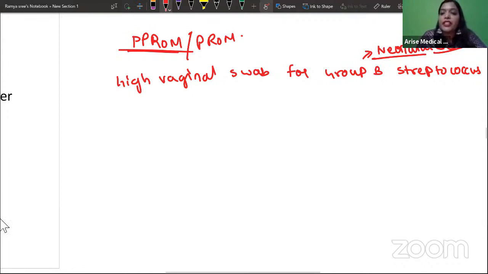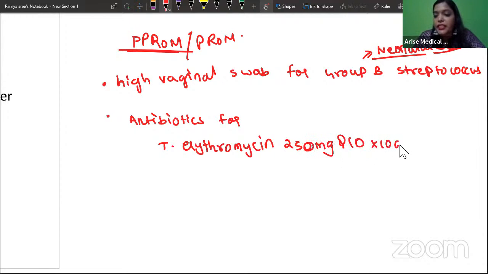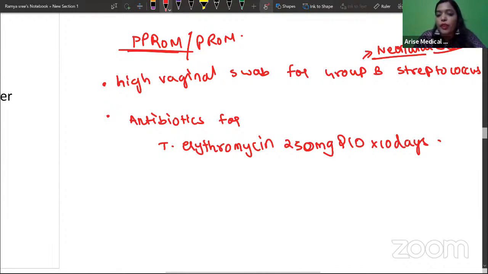Okay, so you have to take high vaginal swab for group B streptococcus, and you have to give antibiotics for rupture of membranes. Because there is a risk of infection in the mother also, risk of chorioamnionitis. The antibiotics which we give is tab erythromycin, 250 milligrams QID for 10 days.